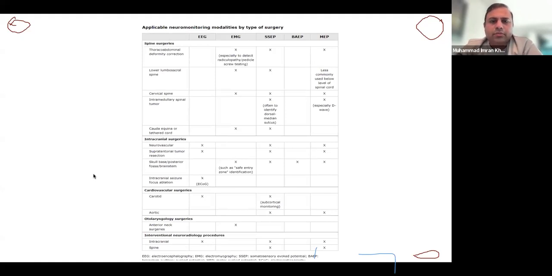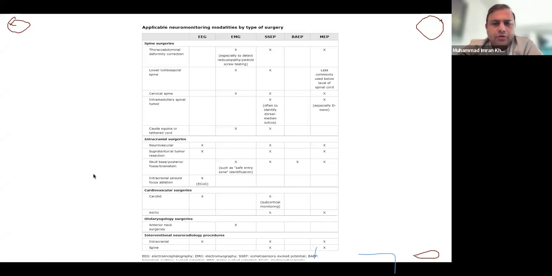If you're doing an intramedullary spinal tumor, you need the somatosensory and the MEP. And then for cauda equina, again, you need EMG and SSEP. For intracranial surgeries, like neurovascular, you need your EEG, SSEP, and MEP. For supratentorial tumor resection, you need the same as you need for neurovascular.